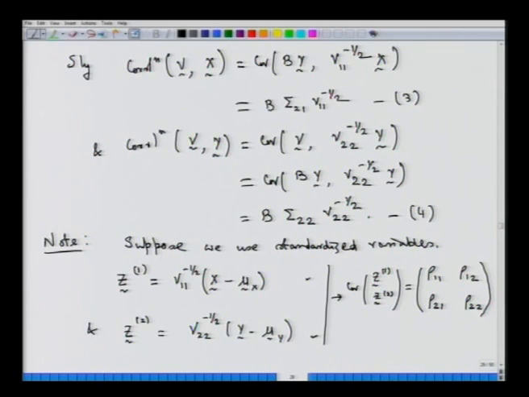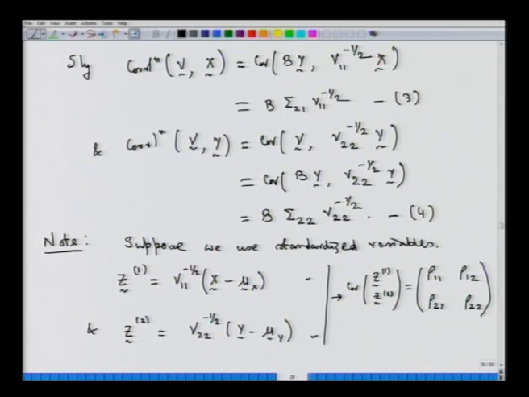Now, the canonical correlation coefficients derived from the rho matrix or the original sigma matrix are the same. The canonical variables derived from the rho matrix are given by the following.